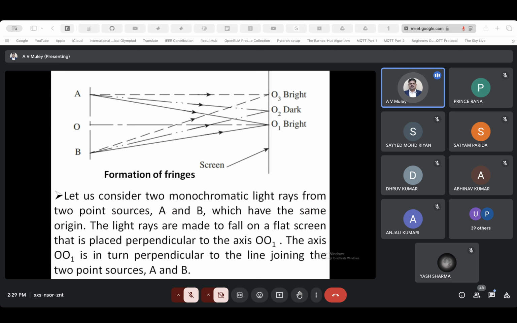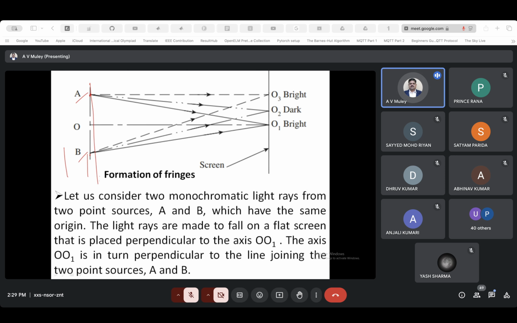Now ये आपके पास एक light ray यहाँ से आ रहा है, एक यहाँ से आ रहा है, ठीक है ना? दोनों का ये distance same है. So let us consider the two monochromatic light rays from 2 point A and B. एक monochromatic light source है, single wavelength जिसकी होती है, ये A है ये B है for example, which have the same origin. ठीक है ना, origin उसका मान लो same है, एक ही point पे, मतलब ऐसे difference नहीं है, ठीक है ना, वो इसी एक ही line से for example है.